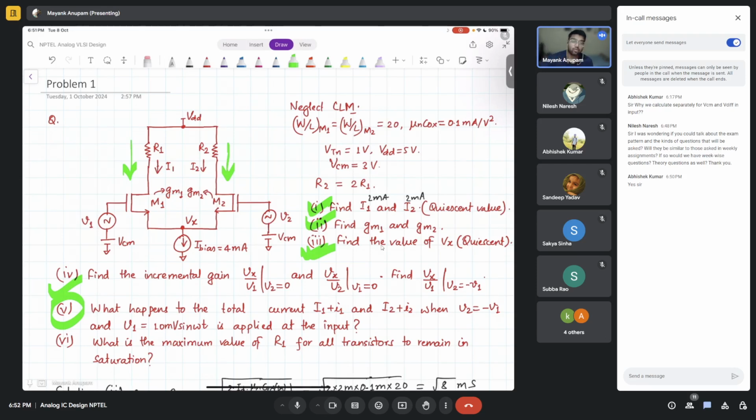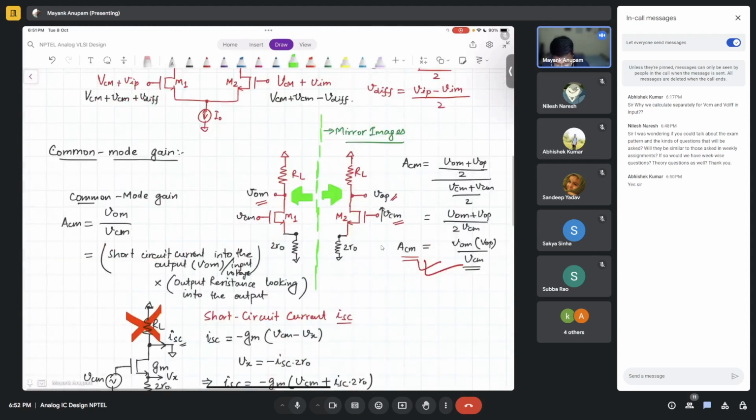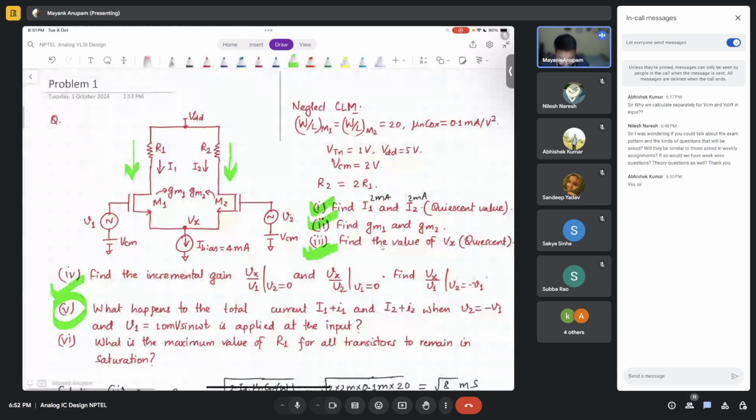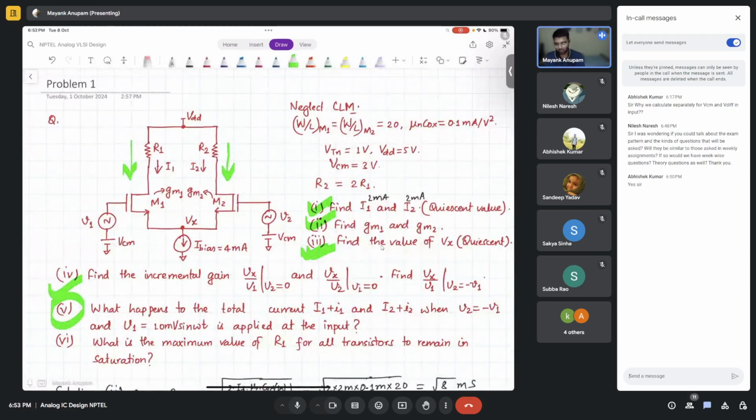Whatever was taught this week, the main portion was common mode rejection ratio, and that is something which I discussed right now. So I hope this is understood. If this is understood, I don't think there is much to discuss problem-wise either. Problems are very similar to the previous problems you have already seen, just that you now have to look at the common mode also, right?